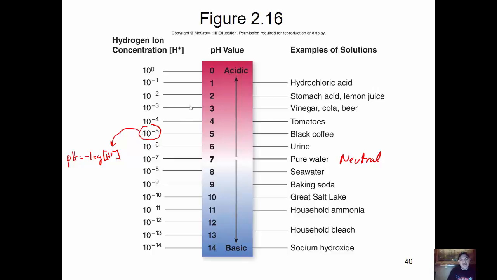And so the lower we go on the pH scale, the more acidic we're going to be, because we're getting higher and higher hydrogen ion concentration. So I'm going to put a line like this here and say increasing.